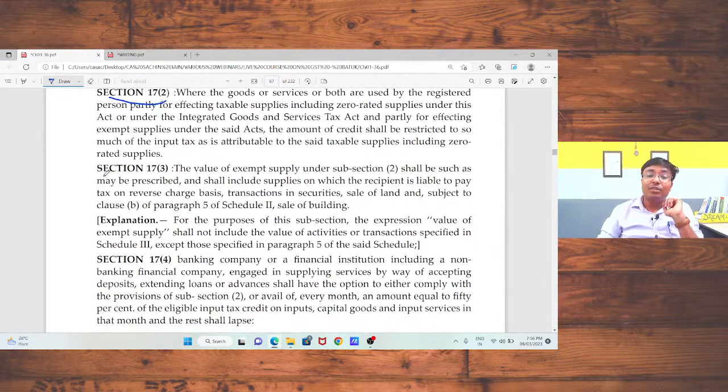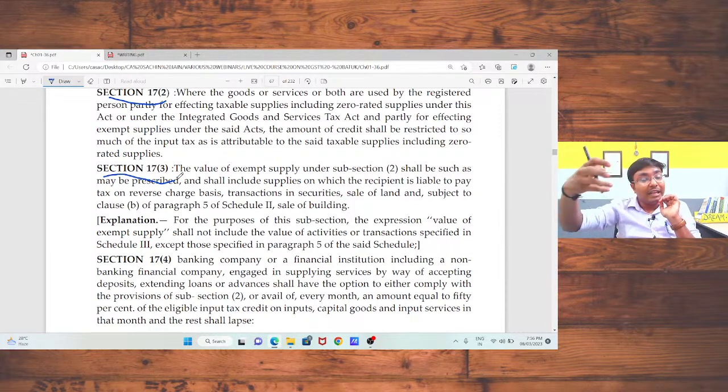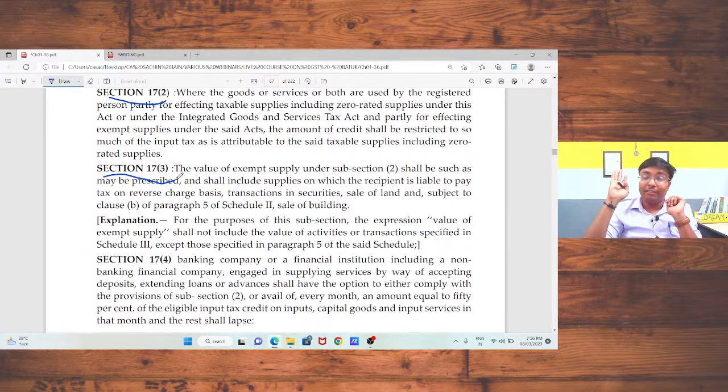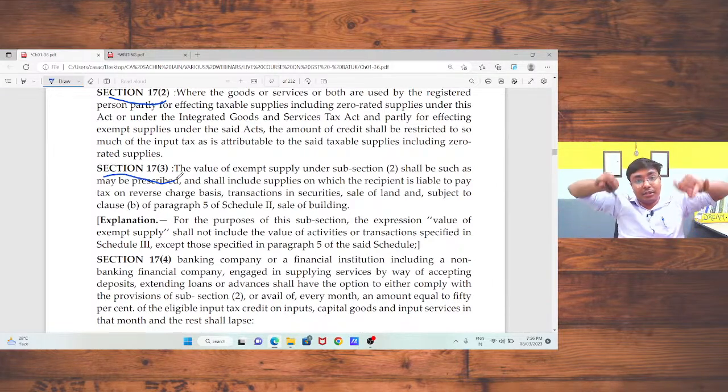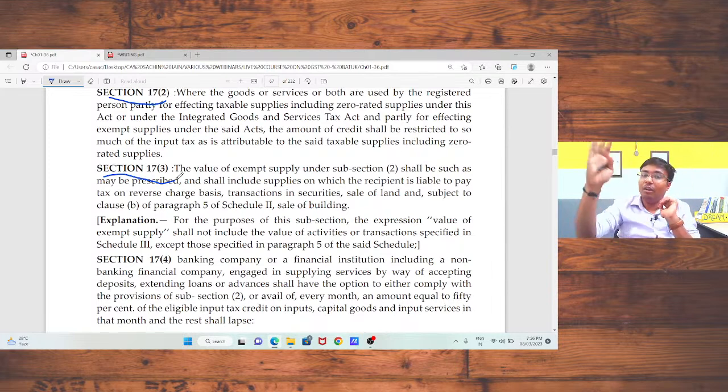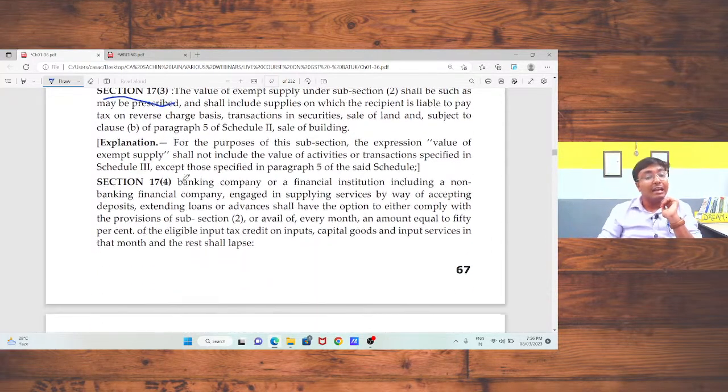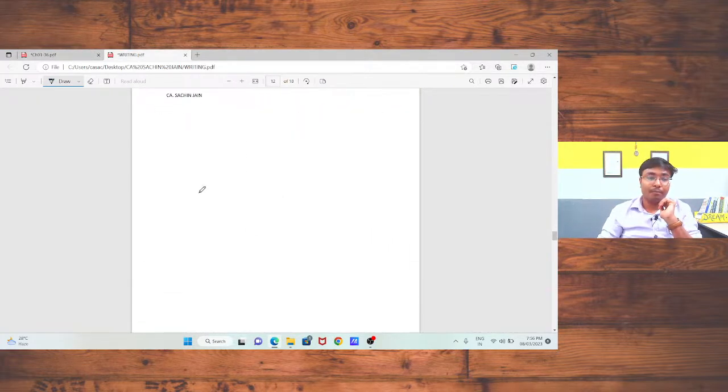Section 17 subsection 3 talks about how exempt supply includes the supply on which the recipient is going to pay the tax, that is the RCM supply. We had already discussed the particular services or goods, the legal services, the cashew nuts, the tendu leaves. We had already discussed that. Okay sir.